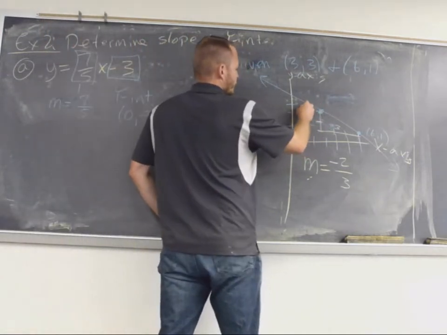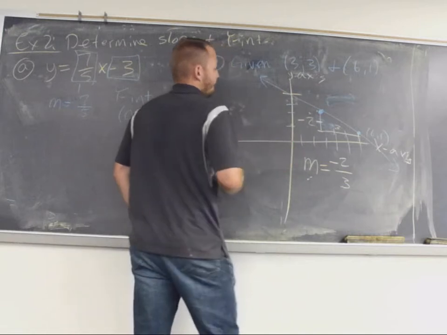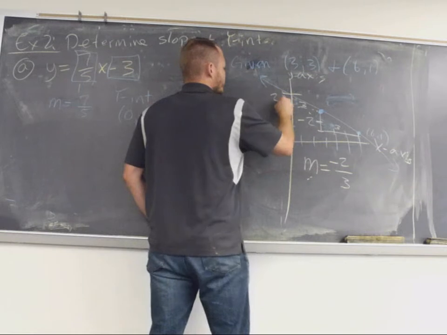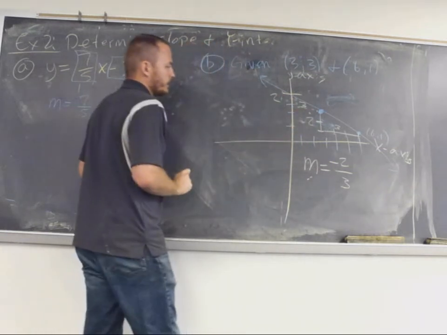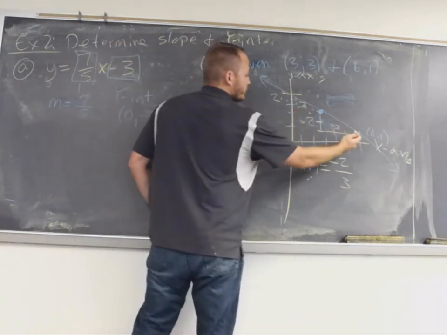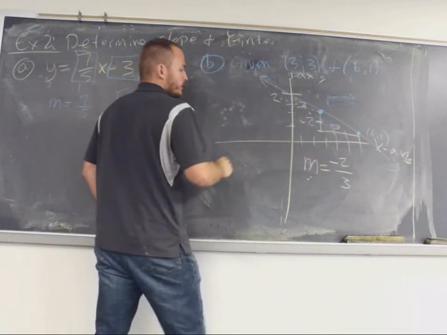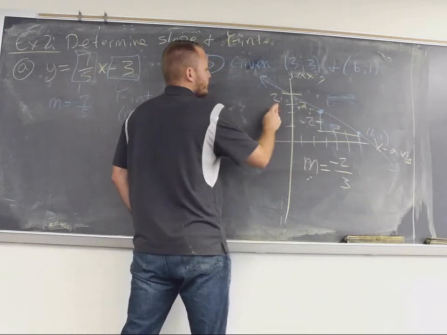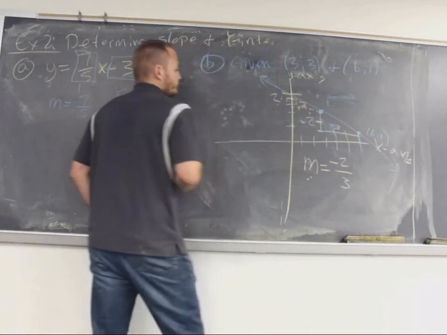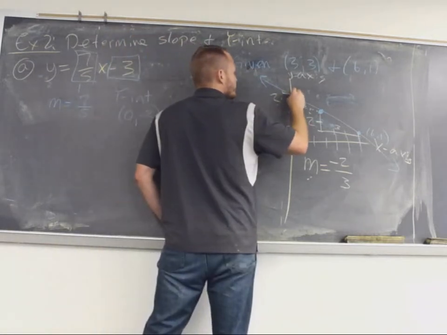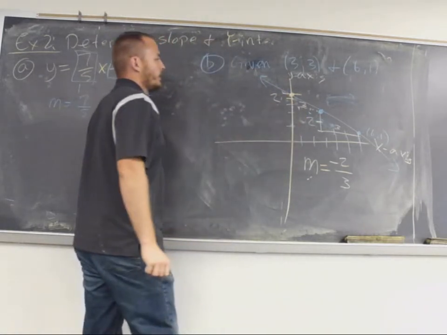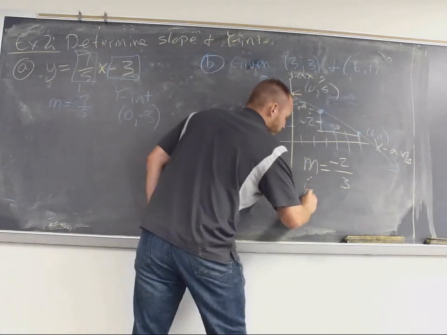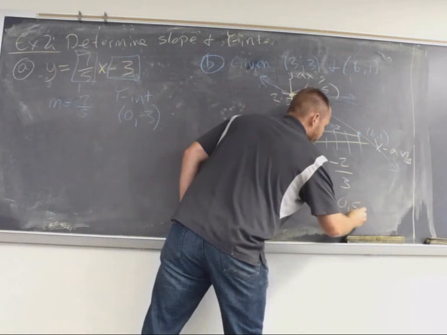So 1, 2, 3, 1, 2. So this is 3, and then this is my 2. If the negative throws you off, you don't have to write that there. That can be a little confusing. But as long as you're going over 3 and up 2, you're good. So from this point, I'm going to the left 3, 1, 2, 3, and then from here, I'm going up 1, 2. So now this tells me that this point right here is my y-intercept, and that is (0, 5). So y-int is (0, 5).